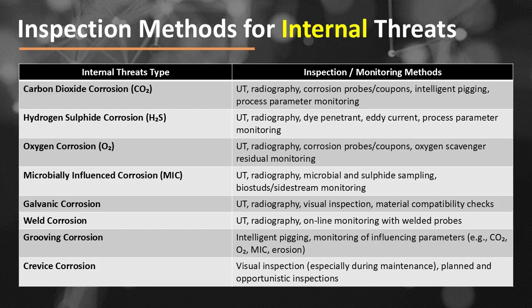Monitoring of influencing parameters such as CO2, O2, MIC, and erosion. If the internal threat type is crevice corrosion, then the inspection or monitoring methods that can be used are visual inspection, especially during maintenance, planned and opportunistic inspections.